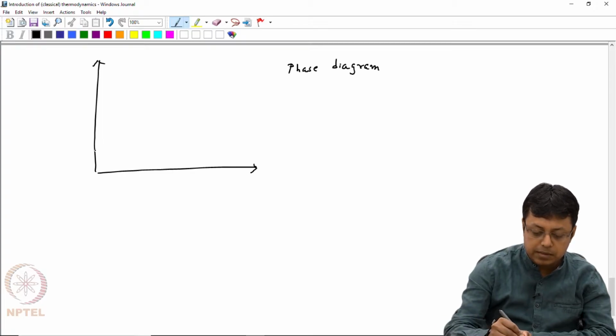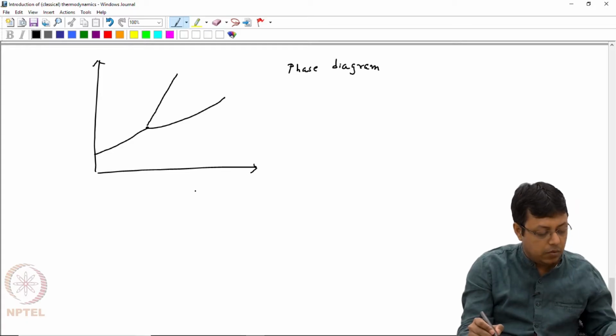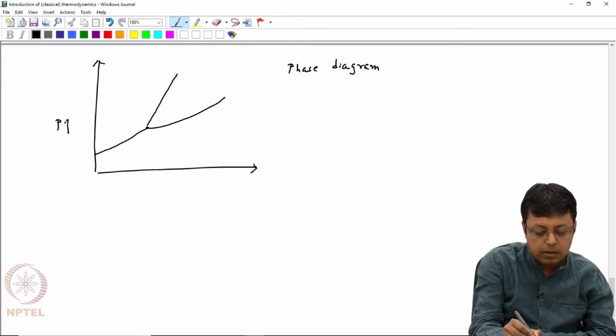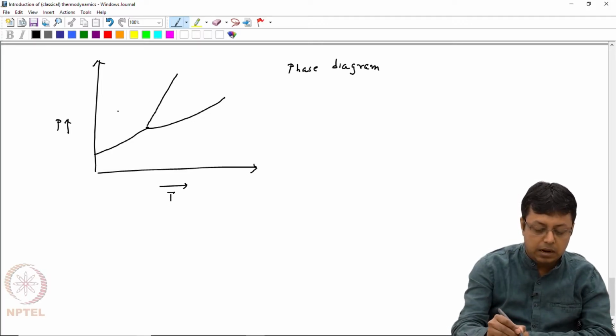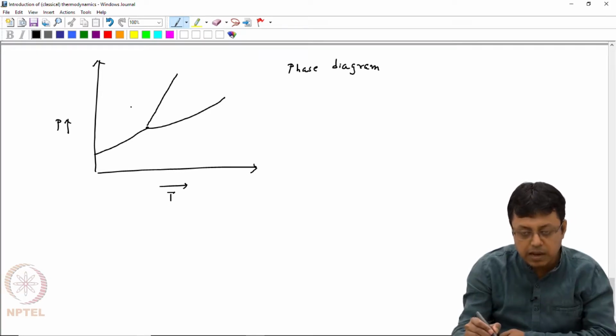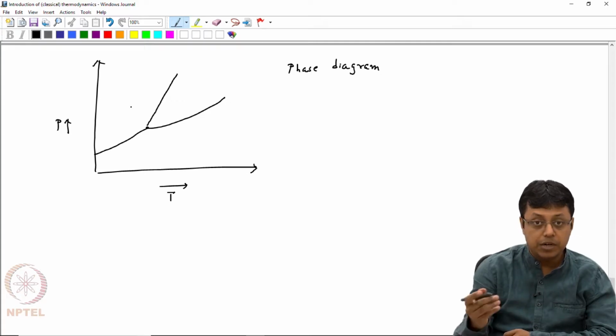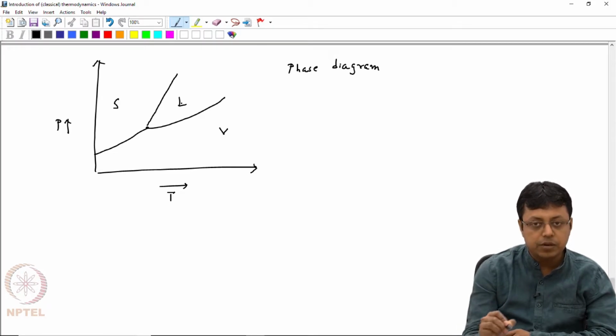So I'll draw a typical phase diagram, and it looks something like this, and we are plotting, say, pressure versus temperature. So what we see here is that this region we call the vapor region, at, say, a very high temperature and low pressure. So this will be the region of the vapor, and this will be the region of the solid, which is at a very high pressure or low temperature, and similarly this will be the region for the liquid.